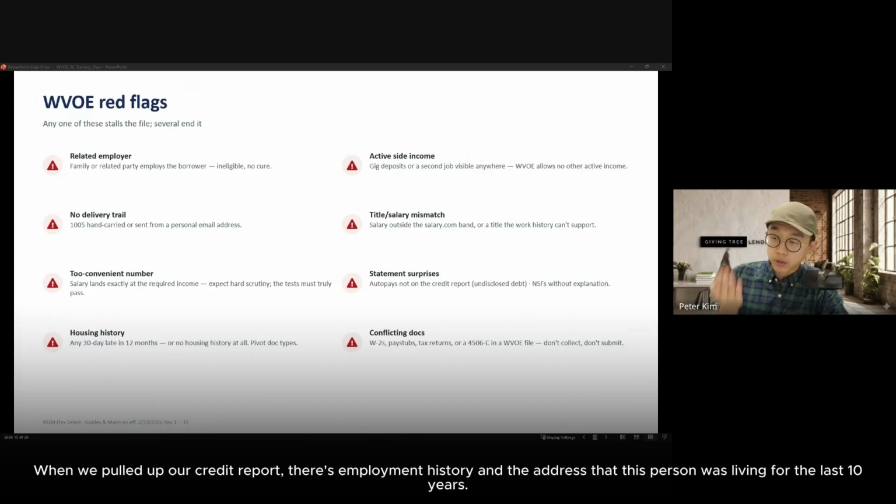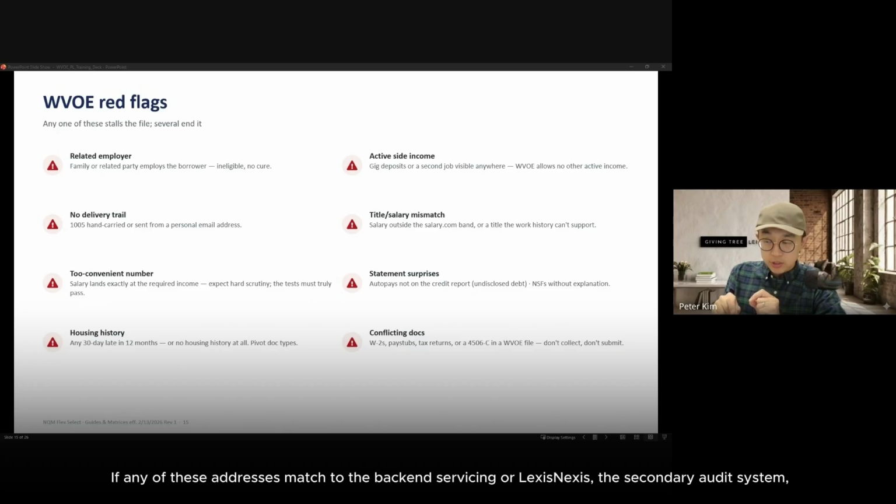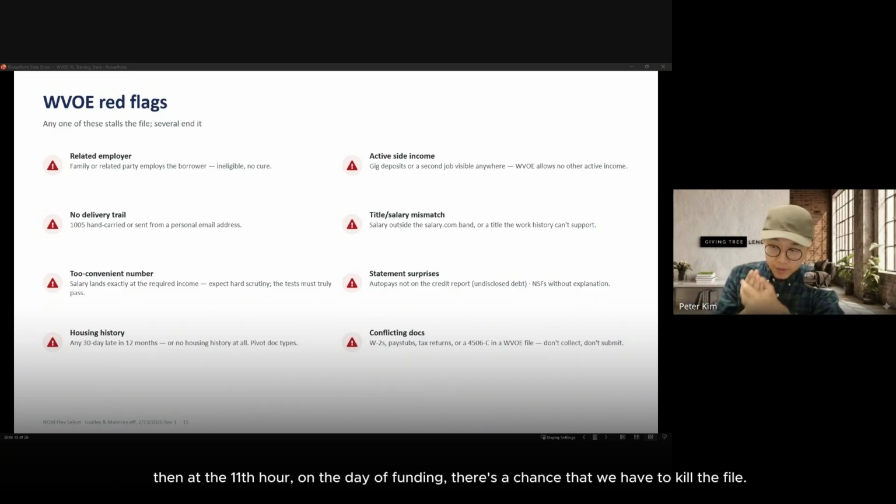When we pull the borrower's credit report, there's an employment history and the addresses that this person was living at for the last 10 years. If any of these addresses match to the backend servicing or LexisNexis, the secondary audit system, then at the 11th hour, on the day of funding, there's a chance that we have to kill the file.